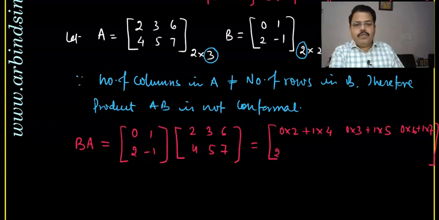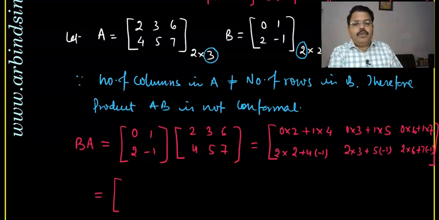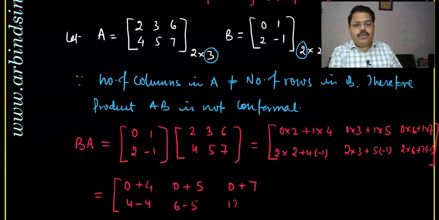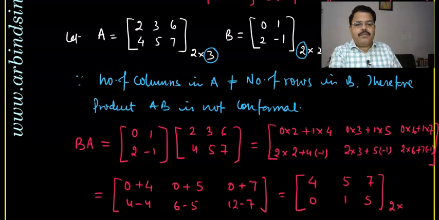Second row, first column: 2 into 2 plus 4 into minus 1. Then 2 into 3 plus minus 1 into 5, and 2 into 6 plus minus 1 into 7. So it can be written as 0 into 2 is 0, 4 into 1 is 4. I am writing it as a learner, and later we will skip all these steps. Then 7 into 1 is 7, 2 into 2 is 4, minus 4, 4 minus 4, and 3 into 2, 6 minus 5, and then 12 minus 7. So, finally, it will come up like 4, 5, 7, 0, 1, and 5. And this is the order of product BA.